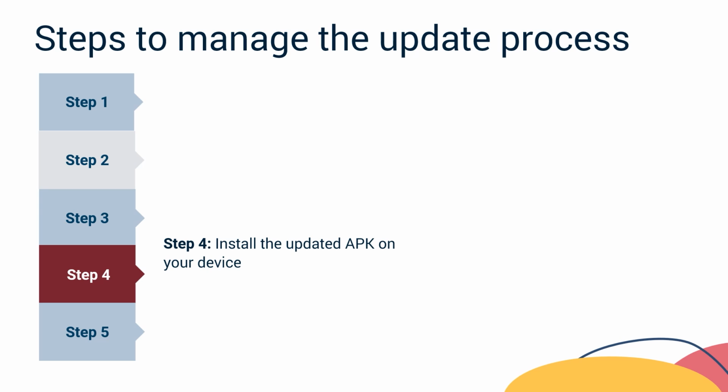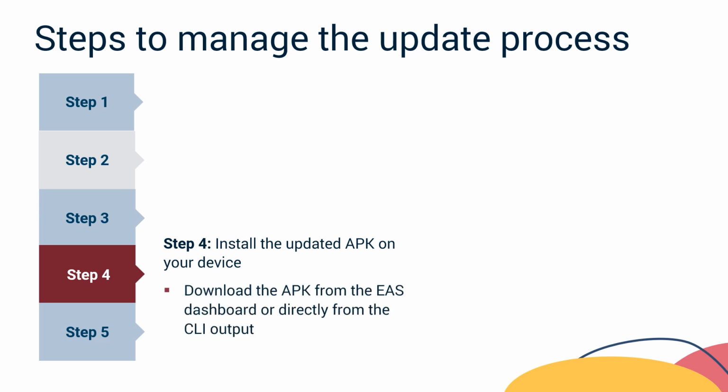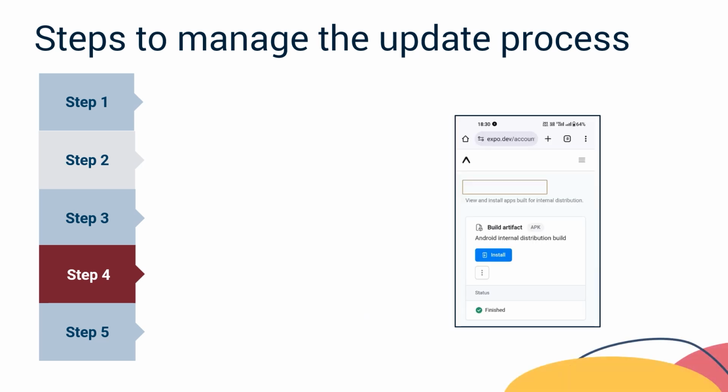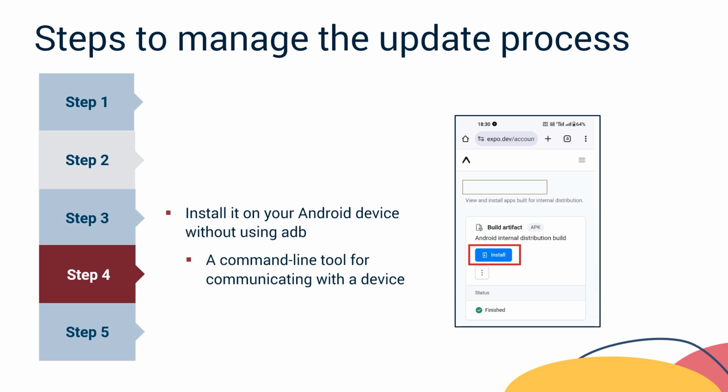Next, you need to install the updated APK on your device. Once the build completes, download the APK from the EAS dashboard or directly from the CLI output. Then, install it on your Android device. If you are installing the updated APK directly by clicking the Install button on your Android device without using the Android Debug Bridge or ADB, the behavior will still be the same. The app will replace the existing version instead of creating a duplicate. Here, ADB is a command line tool for communicating with a device, allowing actions like app installation and debugging.